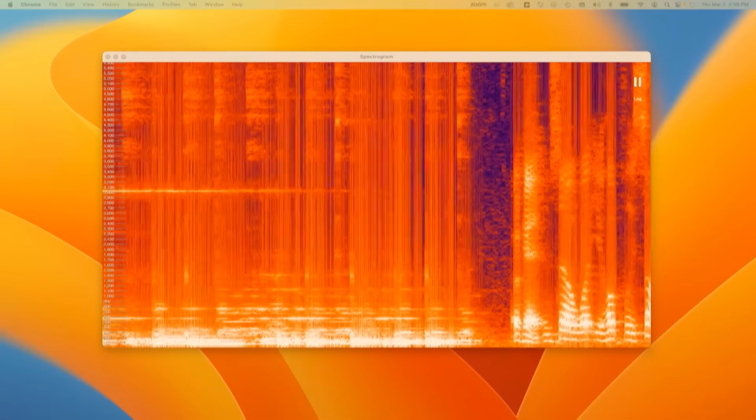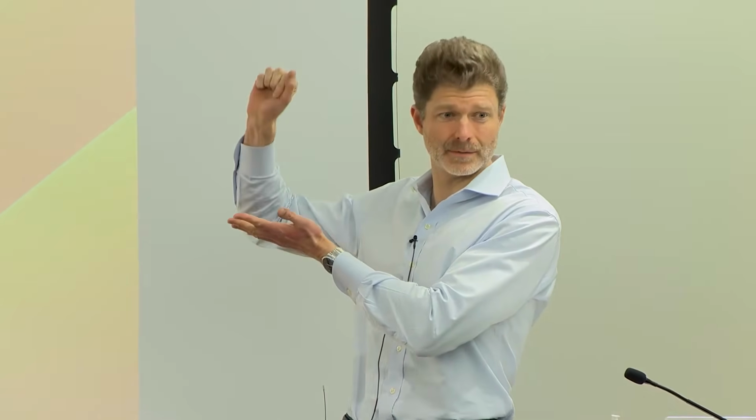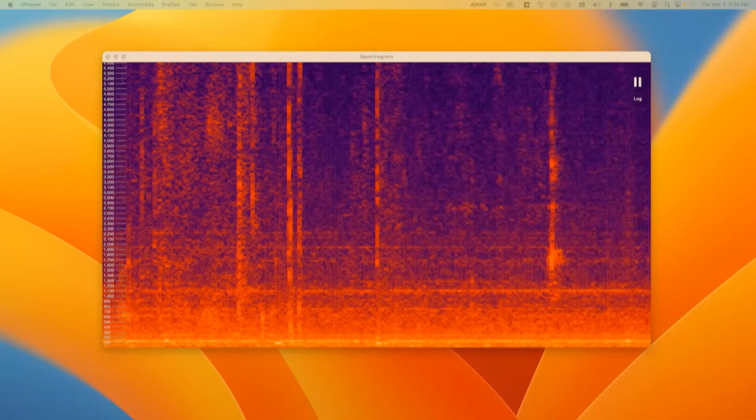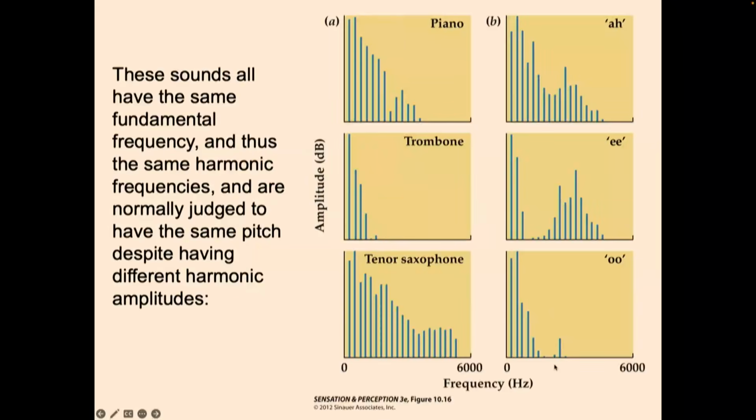What you hopefully saw is that after each one of those intervals, the harmonics all doubled. The fundamental frequency doubled, and as a consequence of that, the spacing between the harmonics doubled. So that's the nature of harmonic sounds.